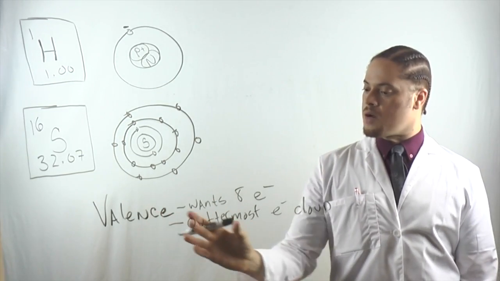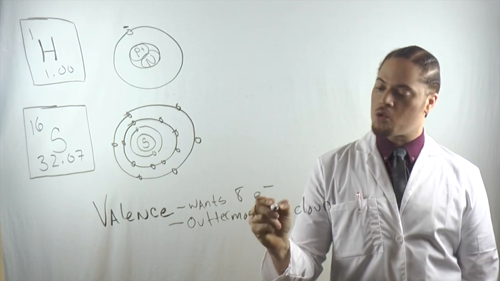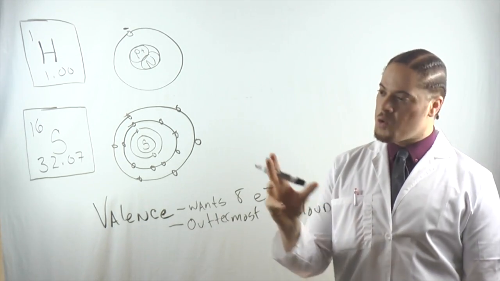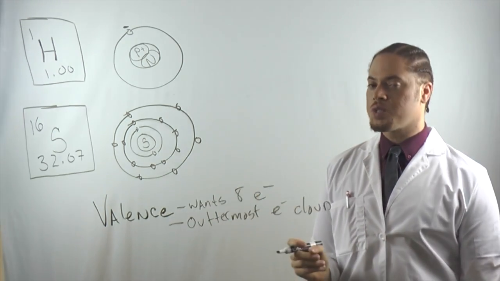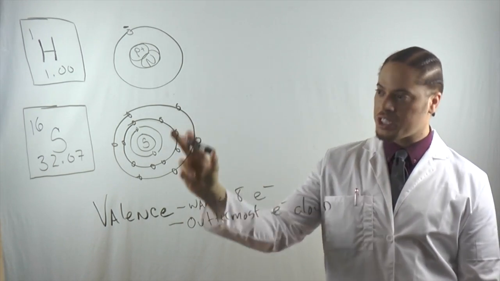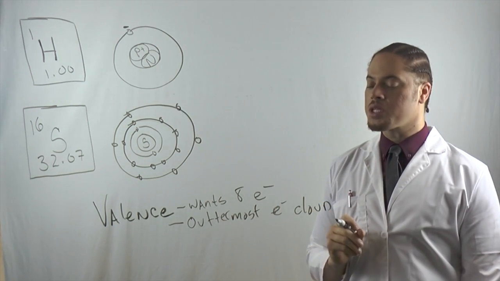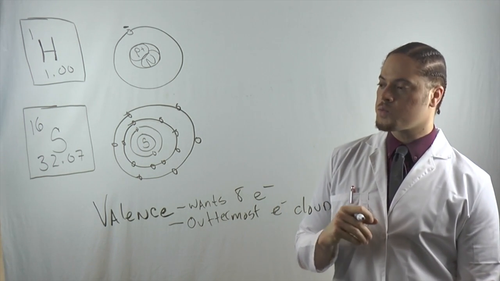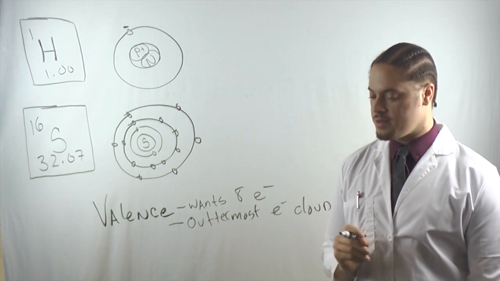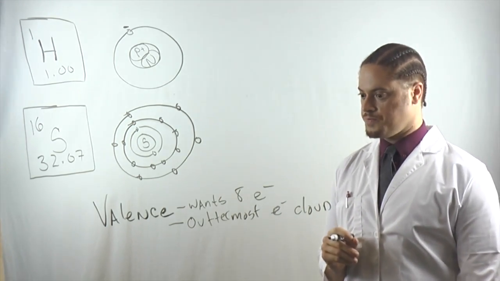Now, I wrote outermost electron cloud. The valence describes the electrons furthest away from the nucleus. I don't want to keep calling it a ring, because a ring gets your mind set on that one particular round structure. Electrons float about the nucleus in what's called an orbital, and it has no set defined shape, and we'll discuss some of these shapes.